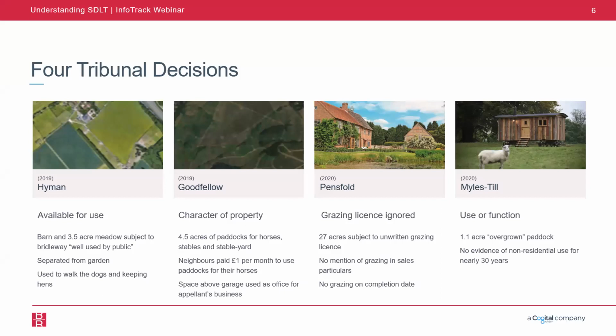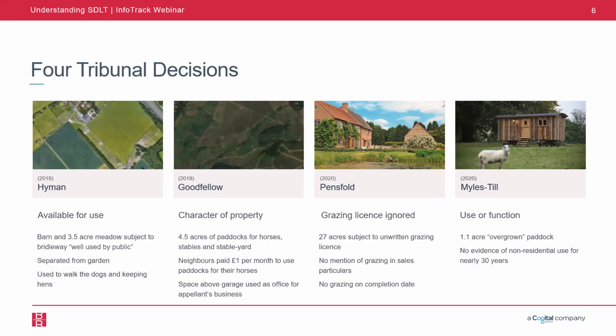In Pensfold, we have a very large land purchase. So country house purchased with 27 acres of adjoining land. Here, that land was the subject of an oral grazing license, so unwritten, probably implied license in favour of a farmer to enable him to graze livestock, probably sheep. Nevertheless, there was no mention of that grazing in the sales brochure. And in fact, the tribunal, as we'll see, drew some inference from the fact that there was no grazing at the completion date.